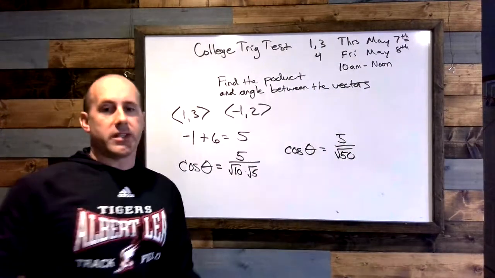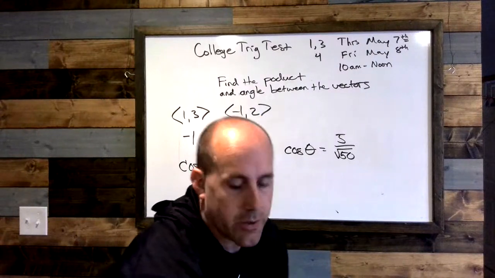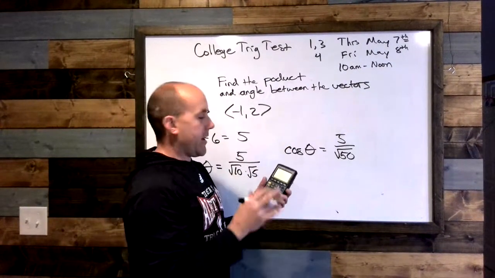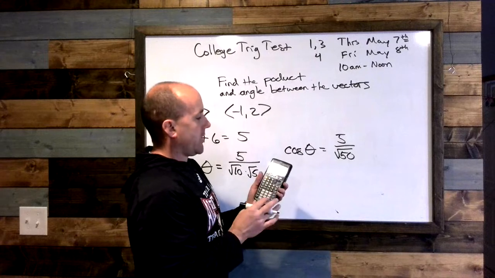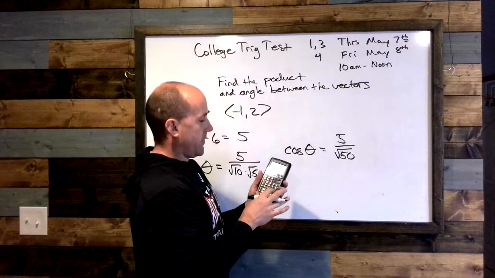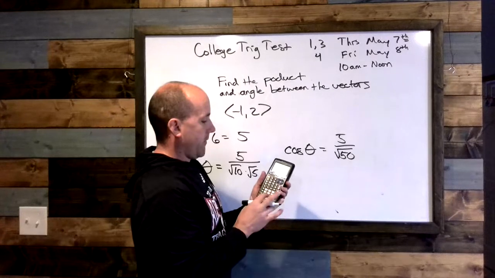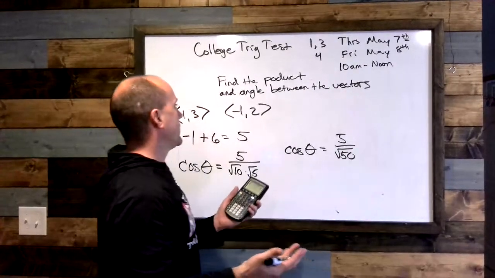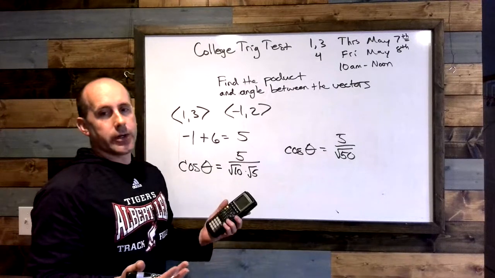Now, don't worry about simplifying that, because I know you could simplify the square root of 50. It really doesn't matter, because that's not your final answer. You know, theta is cosine inverse of 5 divided by the root of 50. And I get 45 degrees.